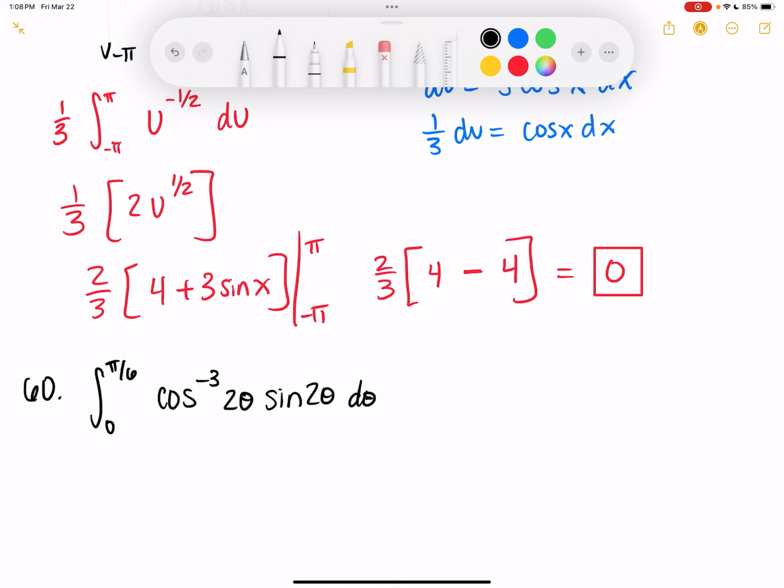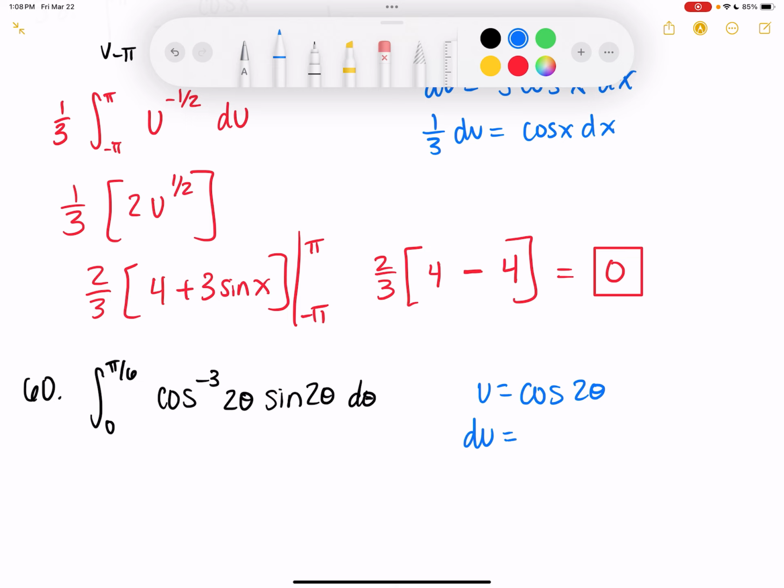So this is another different situation. A lot of our trig functions, we've called 2 theta our u or something like that. But in this case, we're going to need to use cosine 2 theta to be our u, because that allows me to rewrite this as u to the negative 3, which I can deal with. The sine 2 theta, I can deal with that, right? So u is going to be cosine 2 theta.